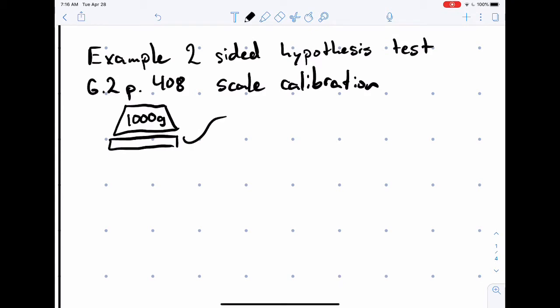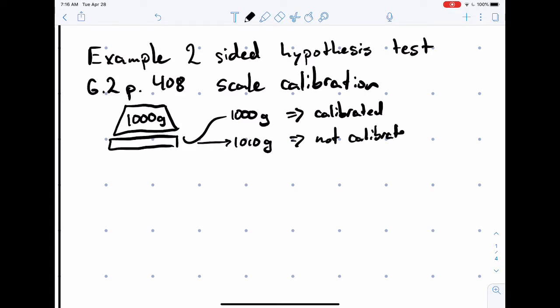If the scale reads 1,000 grams, you know it's in calibration, it's calibrated. If it read something like 1,010 grams, then it's not calibrated properly. Similarly, if it read something like 980 grams, then it's not calibrated.